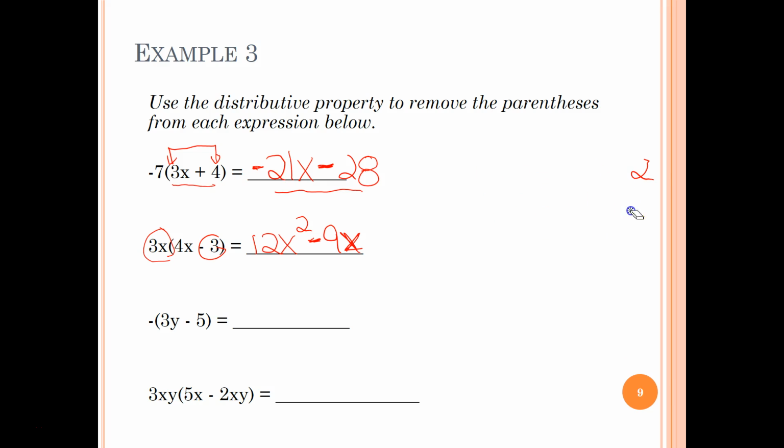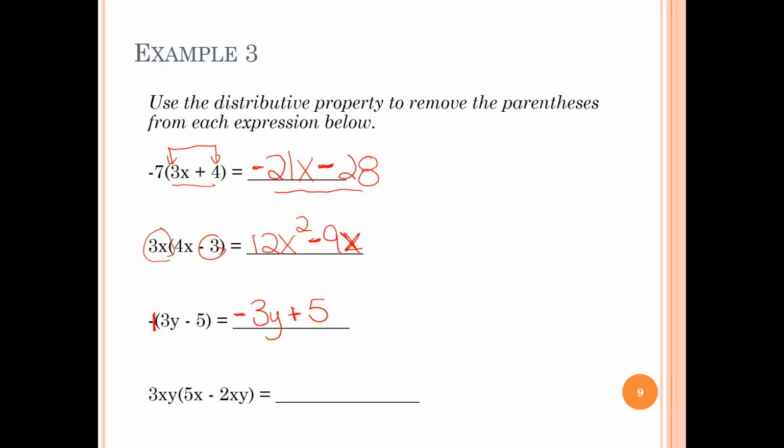All right, now what happens here when we have a negative outside of the parentheses? Notice that when we're taking the opposite, it's the same thing as just multiplying by -1. So -1 times 3y is -3y. And negative times negative, -1 times -5 is a +5. The only thing that changes here is magnitude, not sign.